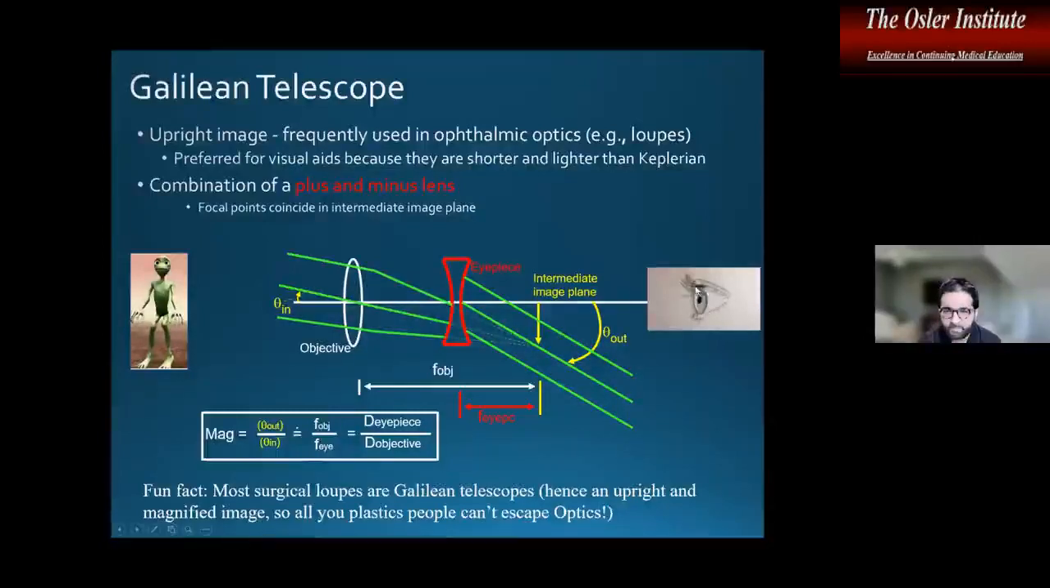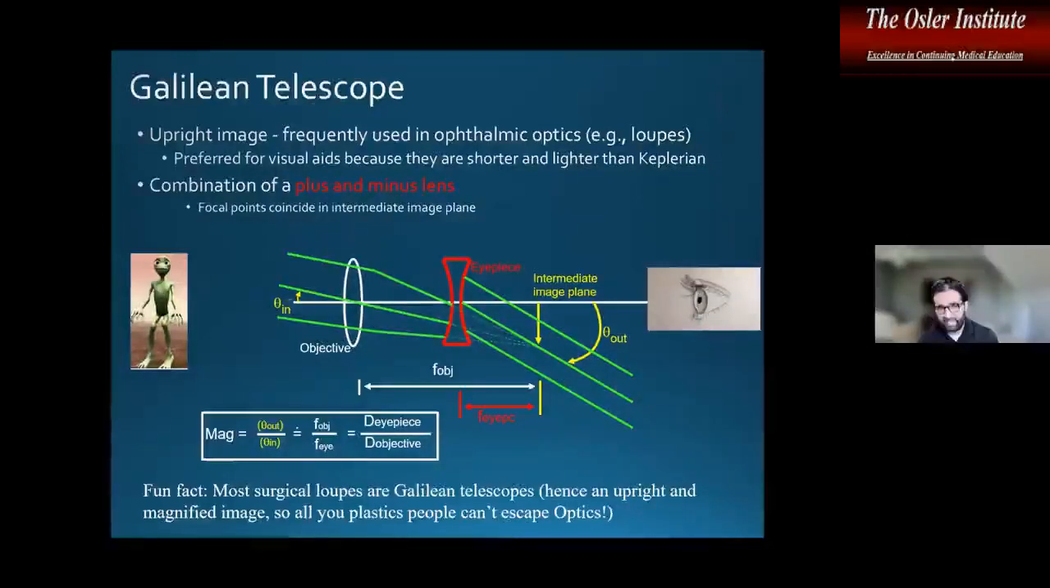So here we have the patient or the observer. So we're going to have the secondary focal point of the minus lens, which is in front of the eye, to line up with the primary focal point of the plus lens over here, and the intermediate image plane is going to form over here. Okay, so the focal point is going to coincide in the intermediate image plane. With a Galilean telescope, the eyepiece is always going to be minus. Okay, and you obviously want to have a higher power for the minus lens than the plus lens.